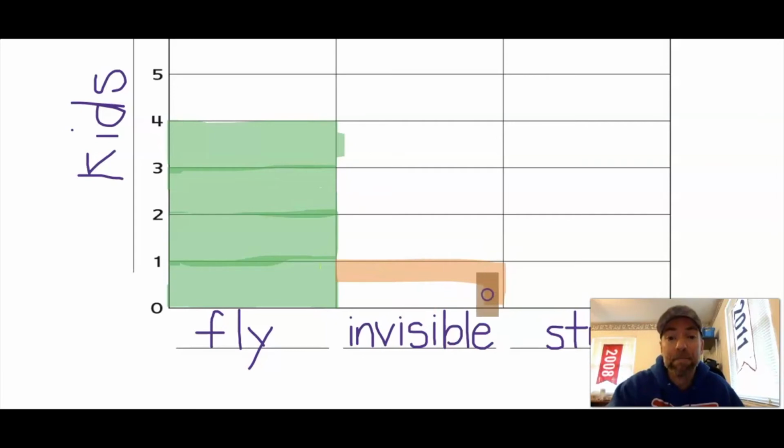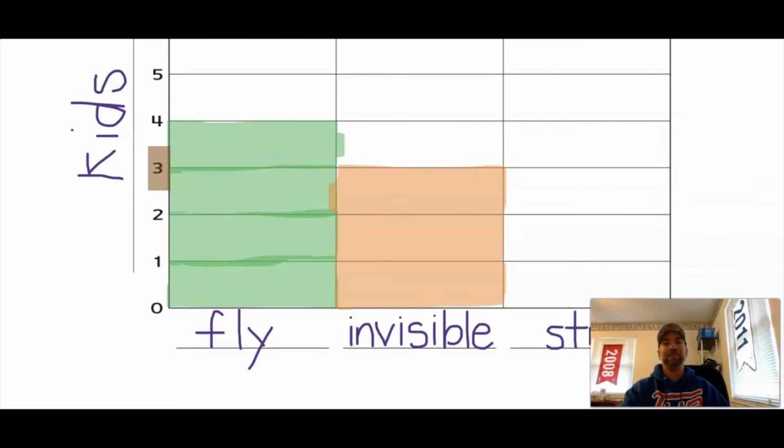1, 2, 3. Notice if I am at the top of my invisible bar, it reaches the number 3. Wow! I use different colors because I like to get fancy.